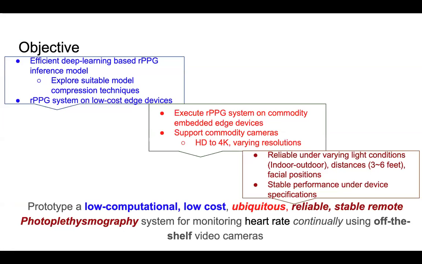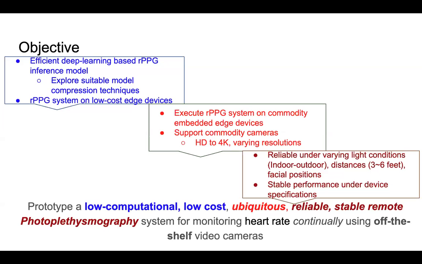So the objective of this paper is to prototype a low computational, ubiquitous, reliable and stable remote photoplethysmography system for monitoring heart rate continually using off-the-shelf video cameras. Particularly, we aim to provide implementation details of developing remote rPPG systems in edge devices, which can perform benchmarking by measuring system parameters. So here, normally we have three different sections.